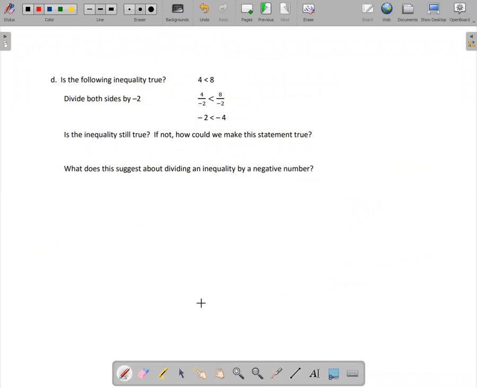And again, let's just double check this on a number line. If that's 0, -2 would be here, -4 would be there. And this clearly shows -2 is bigger because it's to the right. So the only way I can make that true is to state -2 is actually bigger, greater than -4. So is the inequality still true? Not true. How could we make the statement true? Flip the inequality.